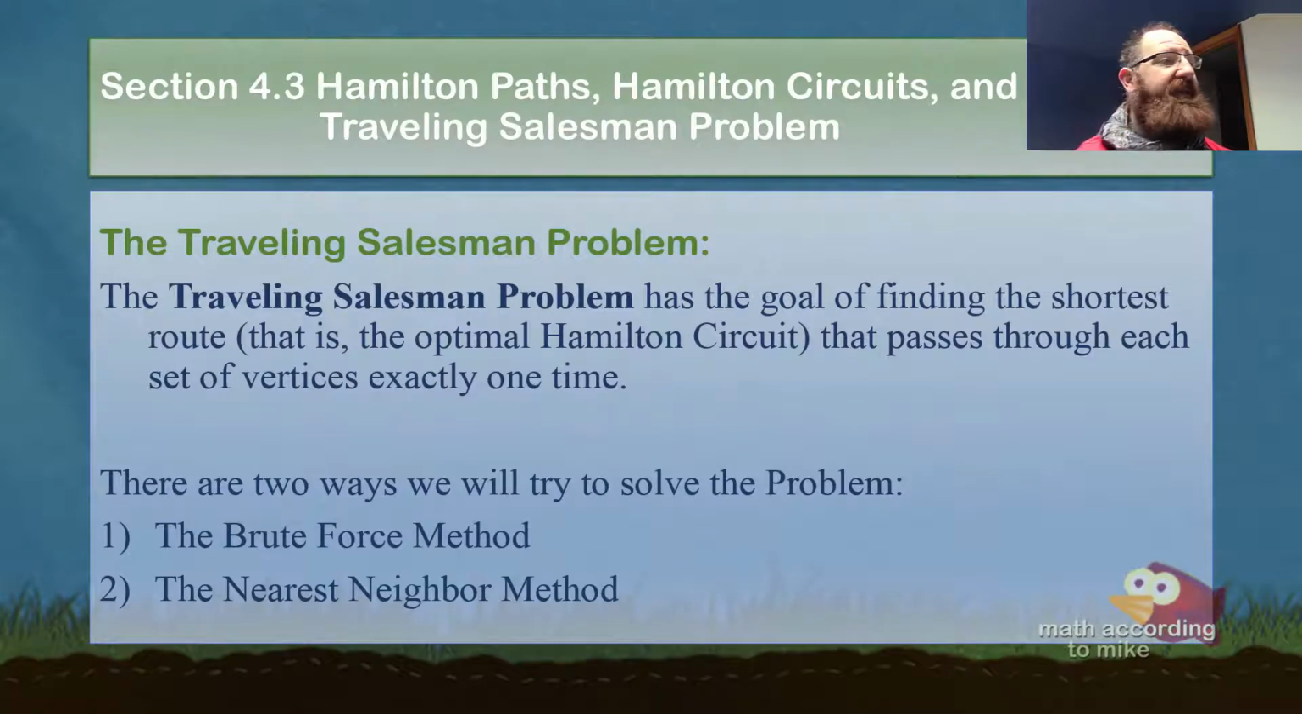Okay, so this is the traveling salesman problem. The goal is to find the shortest route, or route, however you want to pronounce it. That is the optimal Hamilton circuit that passes through each vertex exactly one time. Now, optimal here means best, not biggest. There are 2 ways we're going to solve the traveling salesman problem: the brute force method and the nearest neighbor method. As you'll hear me say, the brute force method gives you the direct answer, but it takes a while. The nearest neighbor method gives you an approximate answer, but it goes faster. So they each have pluses and minuses.